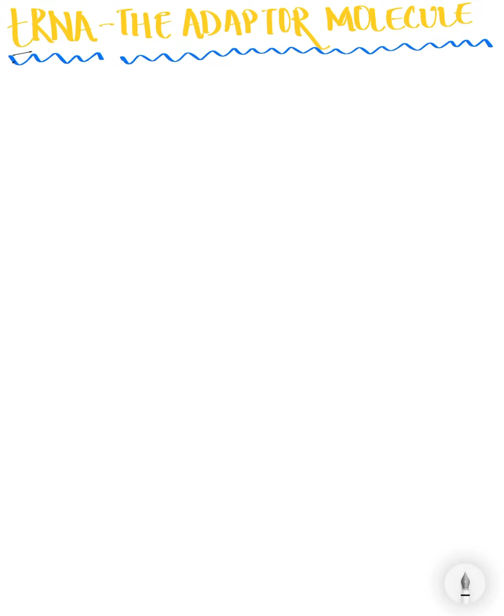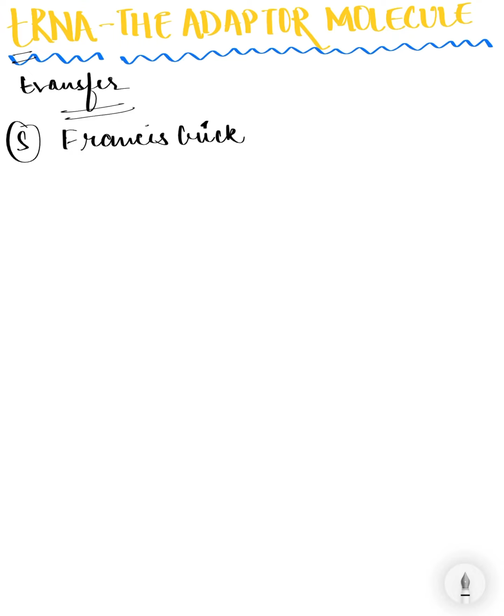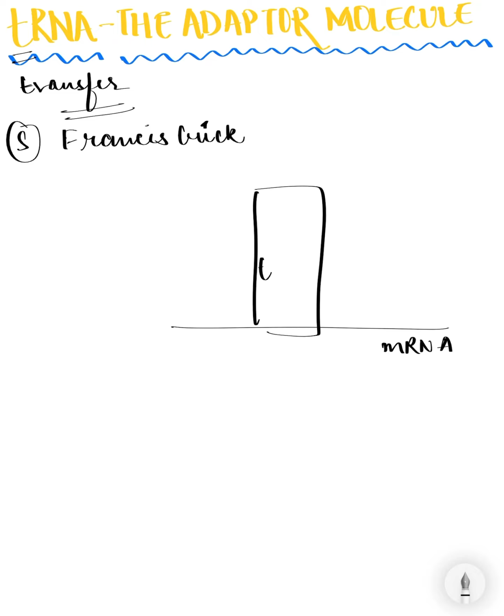So first of all, this T on the tRNA stands for transfer RNA. It was first proposed by a scientist known as Francis Crick. He told us about this tRNA molecule that it can read the code on the mRNA on one end and it can bind to a specific amino acid on the other end.